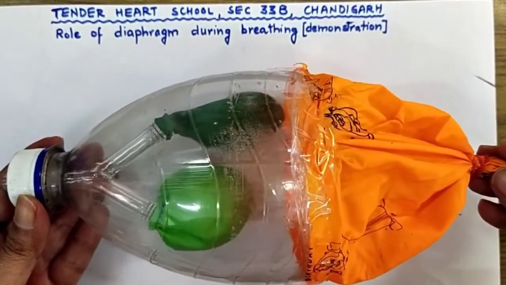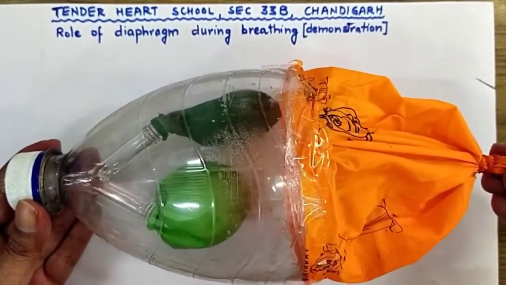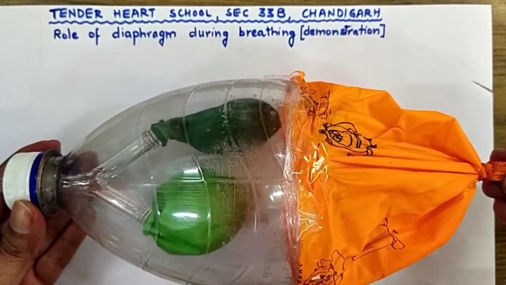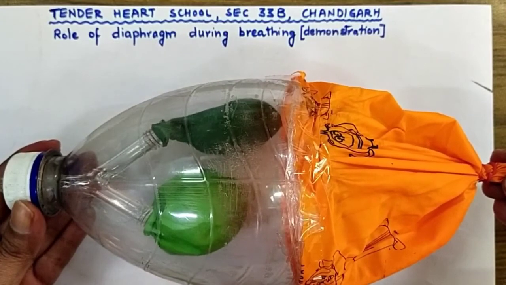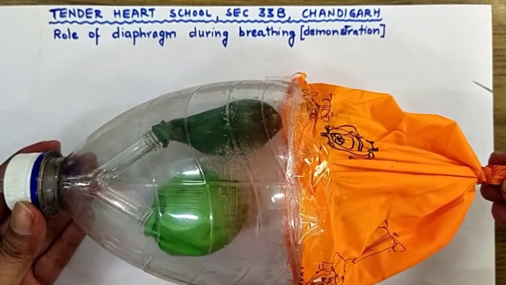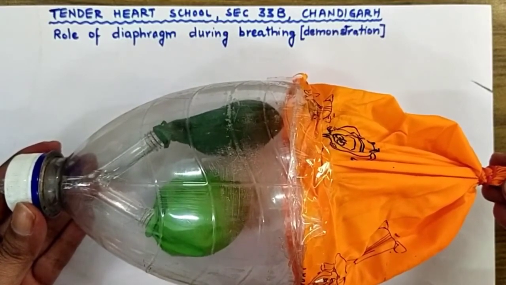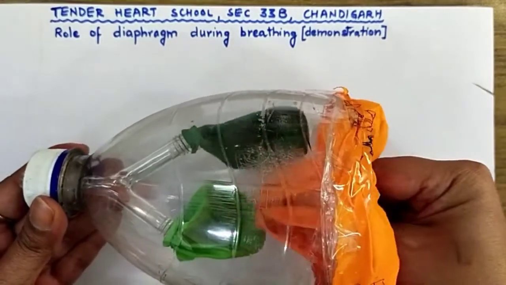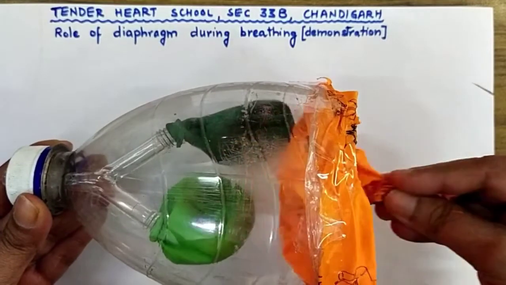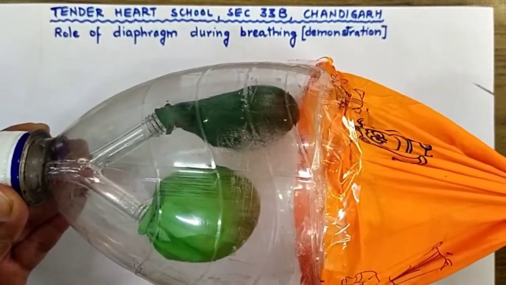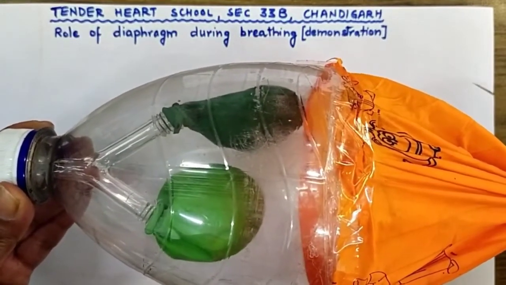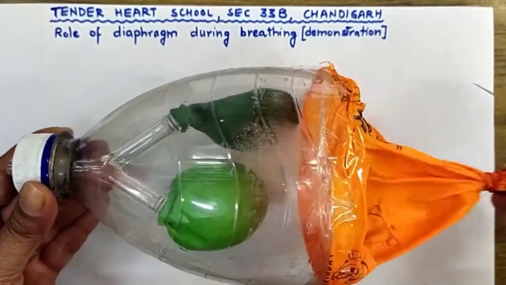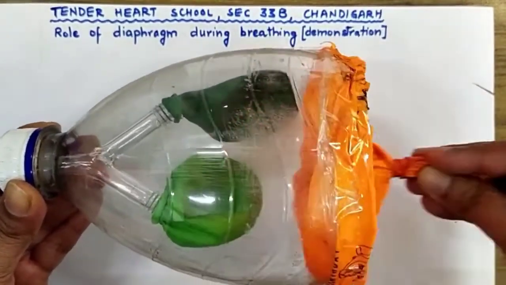So this is how the diaphragm helps during inhalation and exhalation, that is during breathing. This is the role of diaphragm in breathing. Diaphragm is basically increasing the chest cavity lengthwise, and thus the lungs get space and they get inflated.